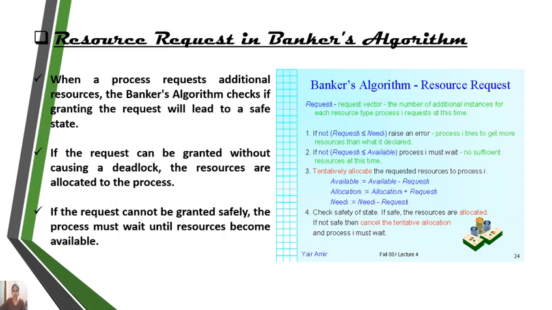Resource request in Banker's algorithm. When a process requests additional resources, the Banker's algorithm checks if granting the request will lead to a safe state. If the request can be granted without causing a deadlock, the resources are allocated to the process. If the request cannot be granted safely, the process must wait until resources become available.